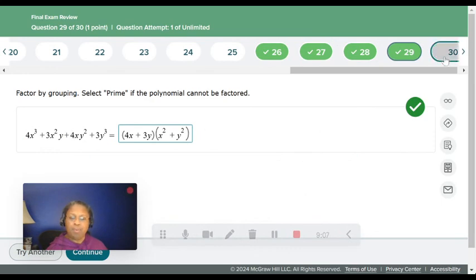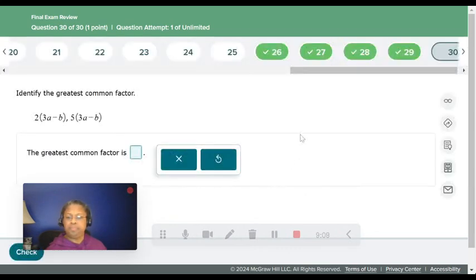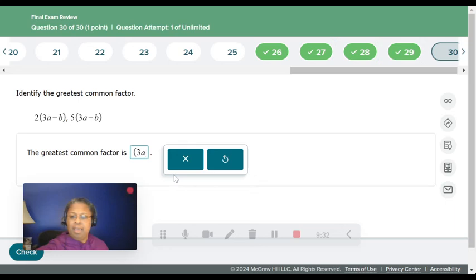And our final problem, identify the greatest common factor. If you think about the problem that we just did, what was in the parentheses for both terms was our greatest common factor. So in this case, it would be 3a minus b.